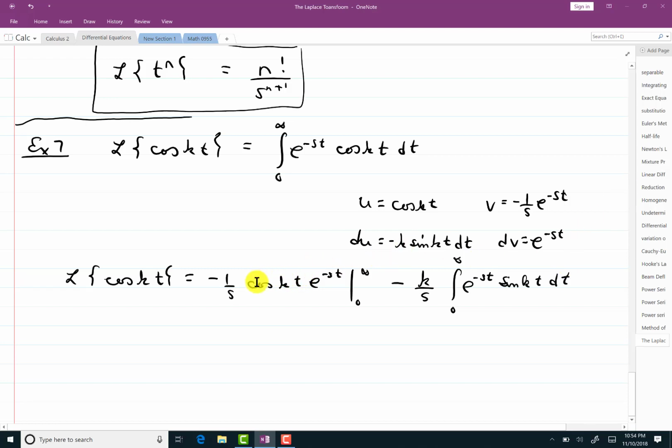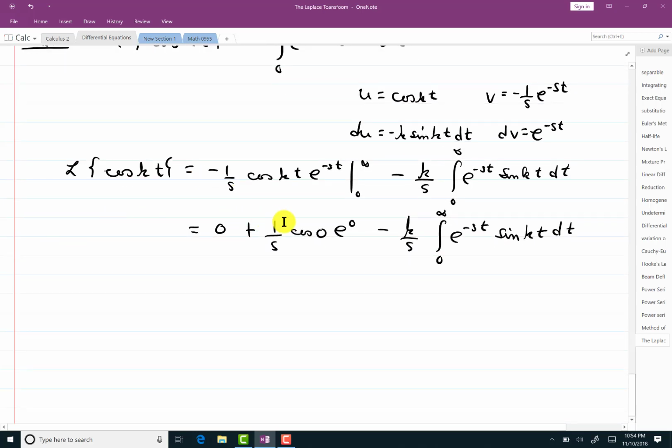Now, the biggest cosine can ever be is 1. So if e to the negative st is able to squash t to the n, cosine is nothing. And if you want to, you can do some L'Hopital's rule to see that that's going to happen. So I'll get 0, but then I'll put in the minus. When I subtract off, plugging in 0 will become a plus. 1 over s, I'll have cosine of 0, e to the 0, minus, I'm going to leave that for a minute, k over s, the integral from 0 to infinity, e to the negative st, sine of kt dt. Of course, this here is 1 over s.